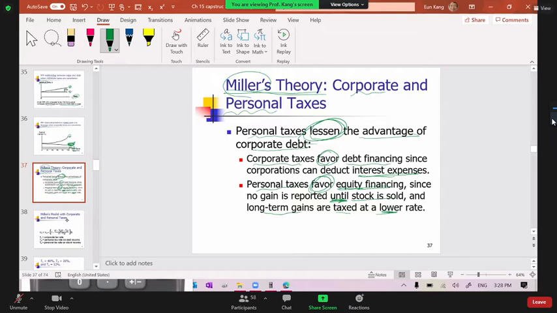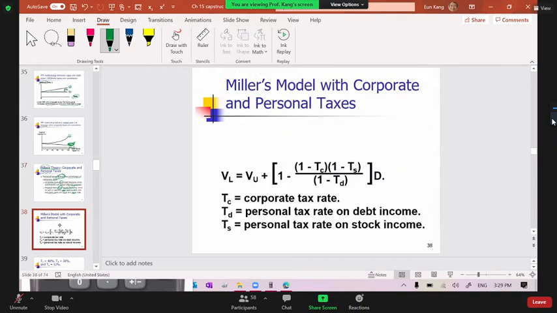So the net result depends on how much corporate taxes favor debt financing and how much personal taxes favor equity financing. So he came up with the most sophisticated formula. VL is VU plus... In the second paper, you can compare that VL is VU plus TD. Very simple.